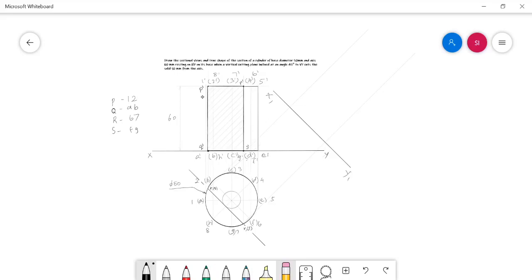Now we need to mark the cut points P, Q, R and S in their respective projectors, maintaining a distance between x1 y1 which is the same as the distance maintained by the same points with respect to xy. Here, for our understanding purpose, I am mentioning the names of the cut points very near to their projectors, but in your answer sheet you need not mention them like that. So this is the R and S projector.